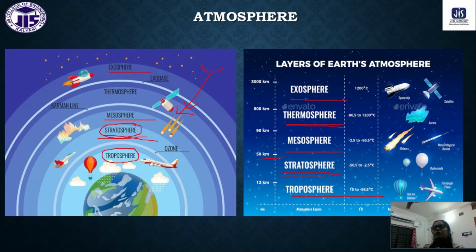From this portion, you can have questions like: discuss the layers of the Earth's atmosphere, or by which layer the UV radiation will be absorbed. So these are some of the questions that you can have from this portion.